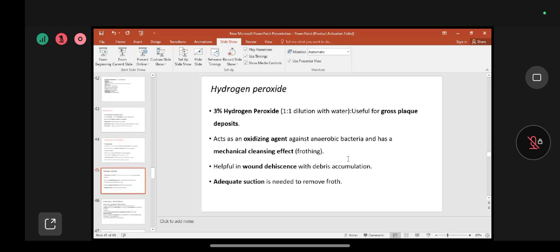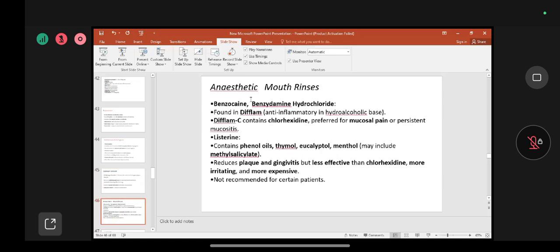We can use hydrogen peroxide as a 3% solution diluted 1:1, useful if gross plaque is deposited. It acts as an oxidizing agent against anaerobic bacteria and has a mechanical cleaning effect, so it is helpful in wound dehiscence with debris accumulation. Adequate suction is needed to remove froth. Other anesthetic mouth rinses can be used, like benzocaine and benzydamine hydrochloride.